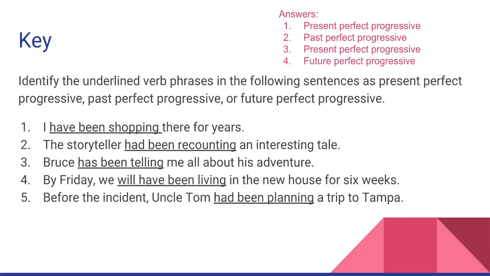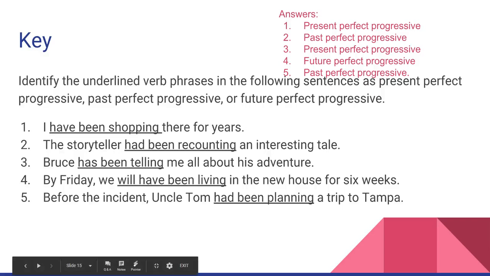4 is future perfect progressive, easy to spot with that will have stuck in there. Been living is our present participle, making the future perfect progressive. And last but not least is the past perfect progressive, because had is our past perfect helping verb and been planning is our present participle. Make sure you've answered your formative questions. Pay attention to what the questions ask, and remember, no copying.